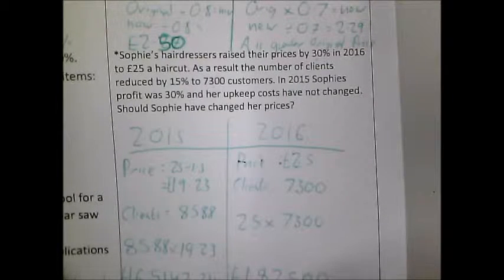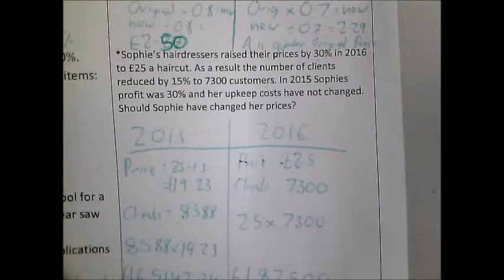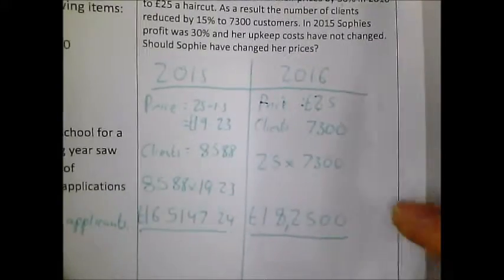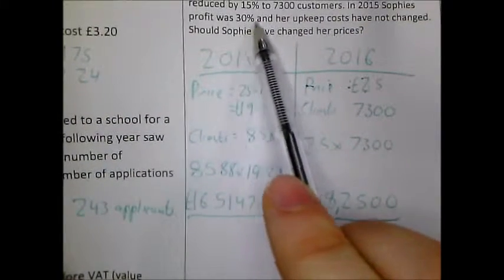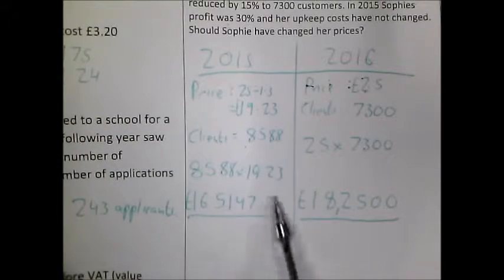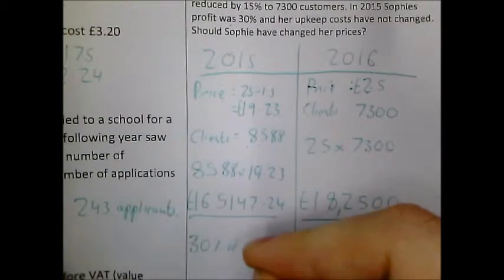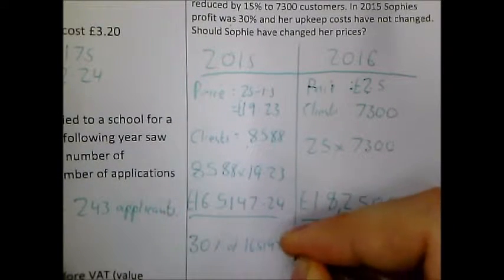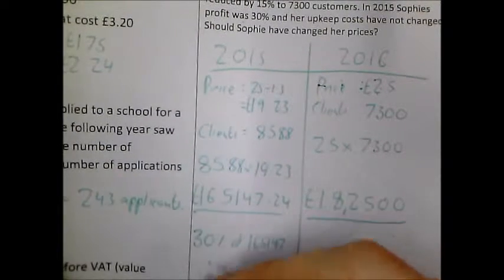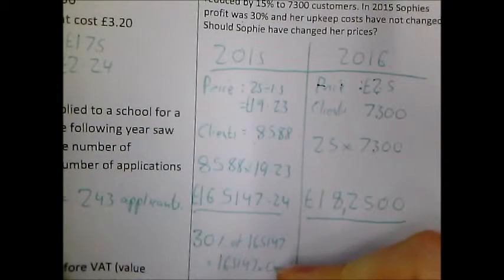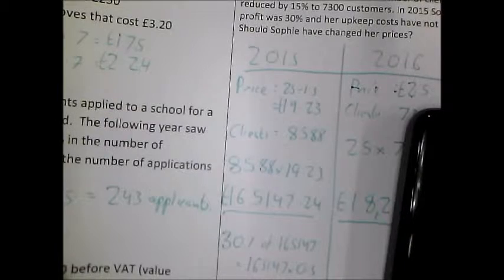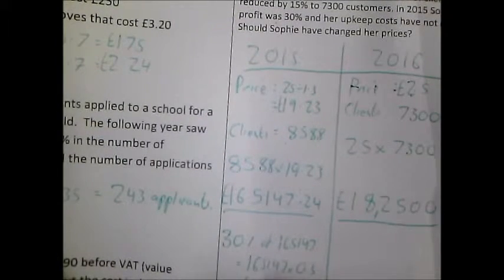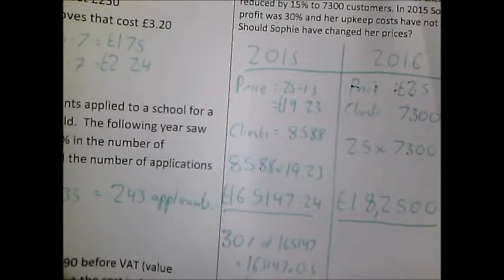So at first glance, it looks like 2016 is better. But remember, this is how much she earned. We're asked to compare the profits, because she only really cares about the money she's earning. So, we're told that in 2015, Sophie's profit margin was 30%. So 30% of this is profit. So 30% of that amount, so we're going to multiply that by 0.3 to get 30% profit. So she made £49,544.10 profit.